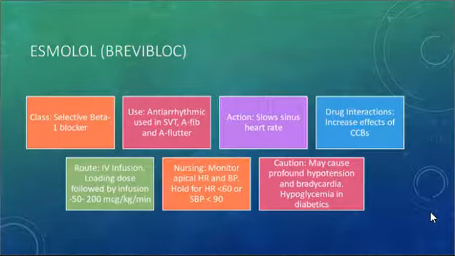You need to closely monitor that apical heart rate and blood pressure. Hold if the heart rate's less than 60, systolic blood pressure less than 90, which if you've noticed on any of these drugs, that's the parameters on anything that's going to lower the blood pressure, slow the heart rate. It can cause profound hypotension and bradycardia, and like any beta blocker, hypoglycemia can be masked in the diabetic.